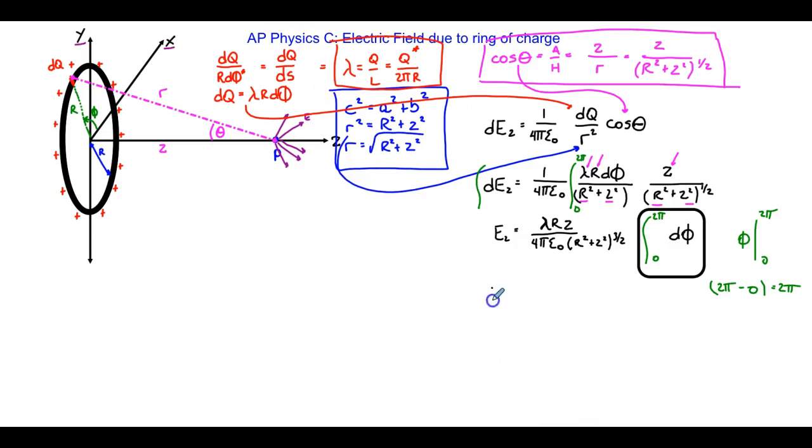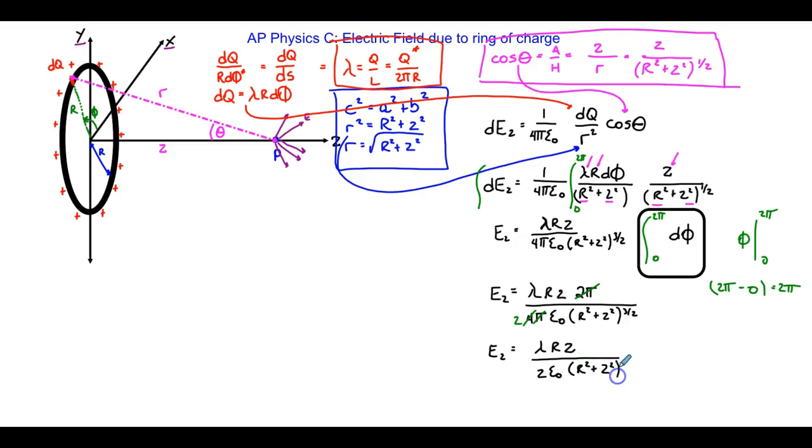Now I can write the z component of the electric field as lambda R times z times 2 pi, divided by, in the denominator, 4 pi epsilon naught times R squared plus z squared to the 3/2. The 2 pi in the numerator cancels with the pi and reduces that to a 2. I could finish this and just write it as lambda R z over 2 epsilon naught times R squared plus z squared to the 3/2.